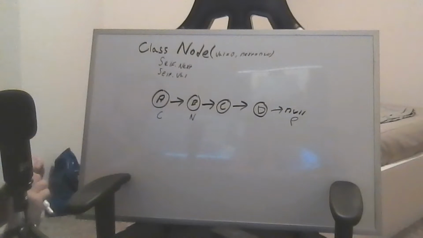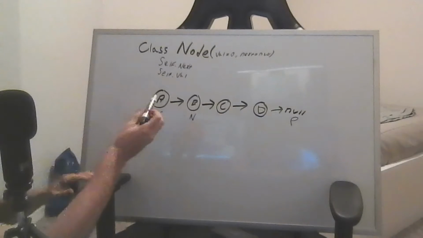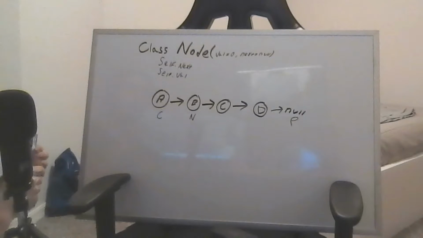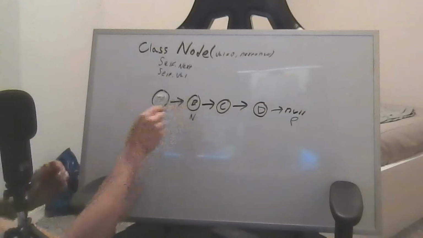And then we say that P is just equal to null. And then we say that C is equal to the head, where we're starting. And then we just say that N is equal to C dot next. So the one following, which is B.